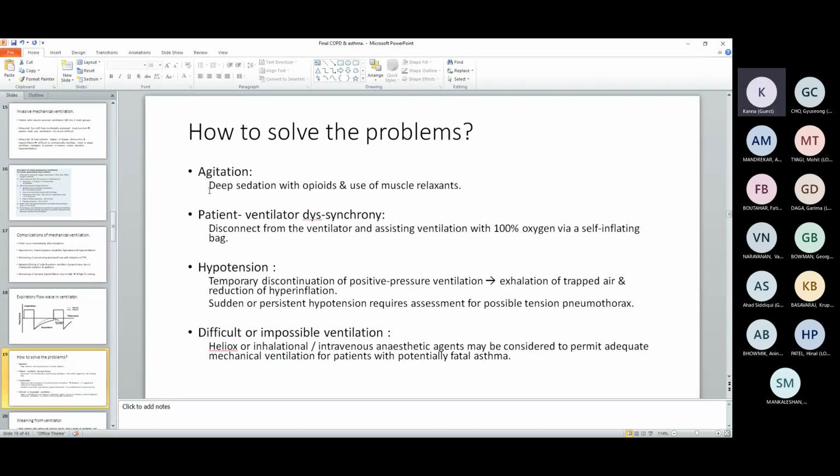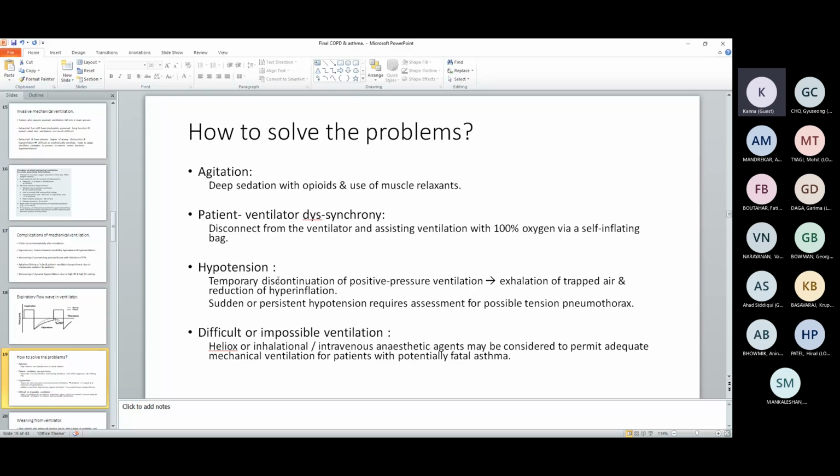For the complications and how we can solve them, I have already discussed a few things like agitation and patient-ventilator dyssynchrony. We can disconnect the patient from the ventilator and allow the gas that is trapped in the airway or lungs to come out, and then we can assist them with 100% oxygen with a self-inflating bag or the Mapleson C circuit.